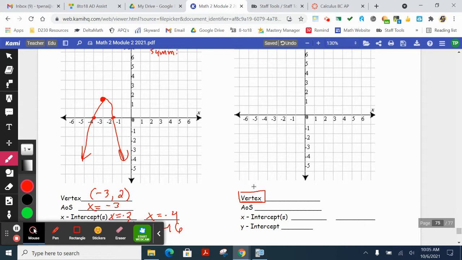Yeah. What's that? Oh, yeah. Go ahead. There's no homework. We're just going to finish this up tomorrow. Okay.